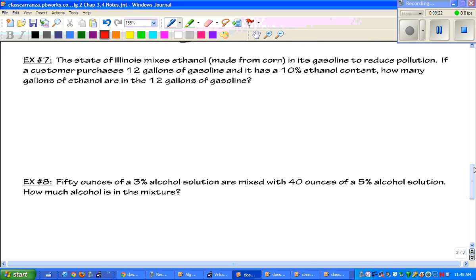Example number 7. Now, these are some of the questions that we talked about in yesterday's notes, 3.3, so this should be a little bit of a review. Let's go through and read it. It says the state of Illinois mixes ethanol made from corn in its gasoline to reduce pollution. If a customer purchases 12 gallons of gasoline and it is 10% ethanol, how many gallons of ethanol are in the 12 gallons of gasoline?